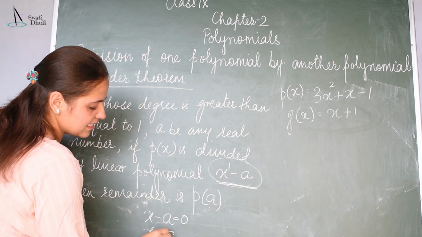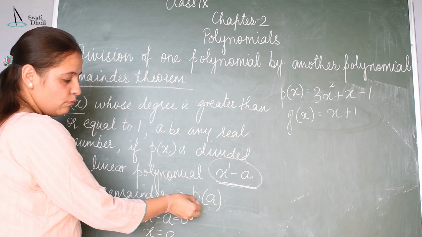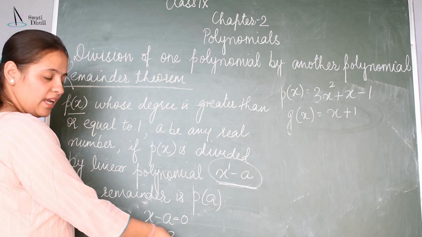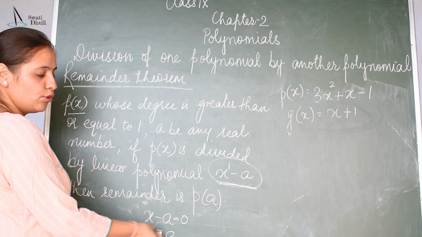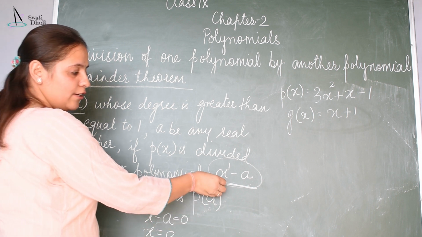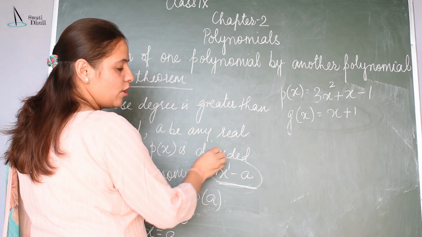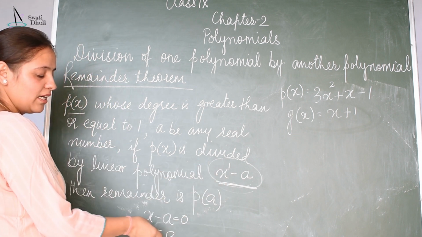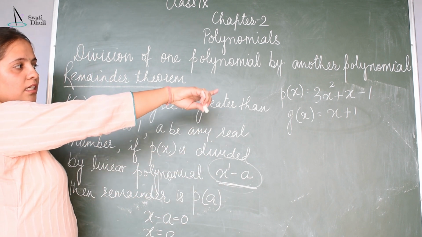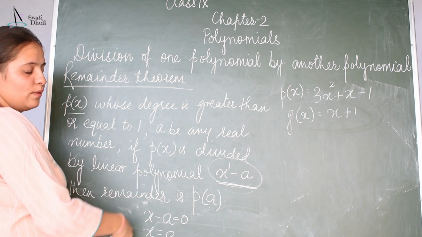So you are getting x is equal to a. And what is the remainder? P of a. That means you have to put the value of this linear polynomial. First find the 0 of the polynomial and then put the value in p(x), then you will get the remainder.